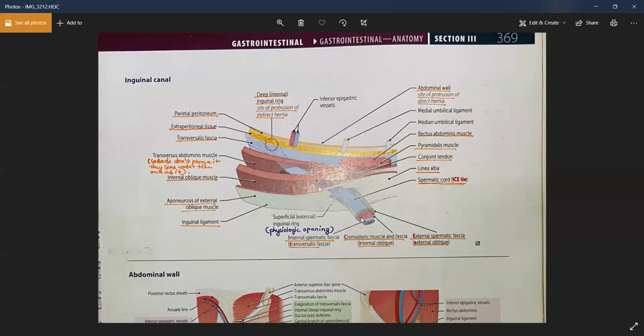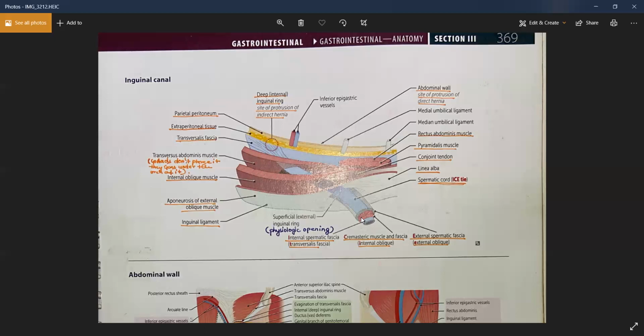Pudendal. Not the pudendal. No. Ilioinguinal nerve. No. Try again. Iliohypogastric. No. Genitofemoral. Exactly.